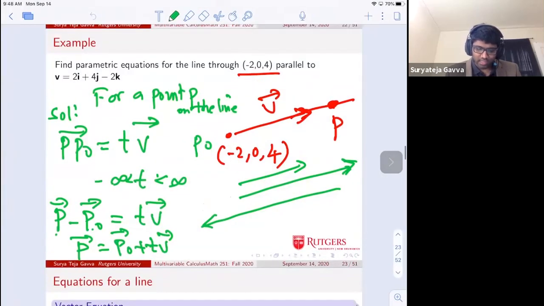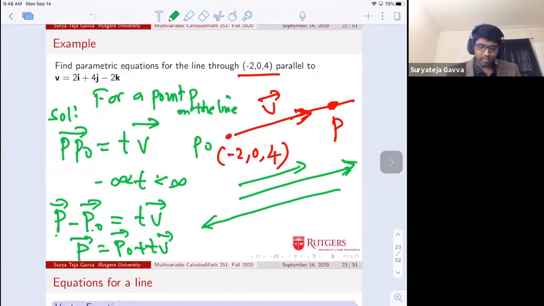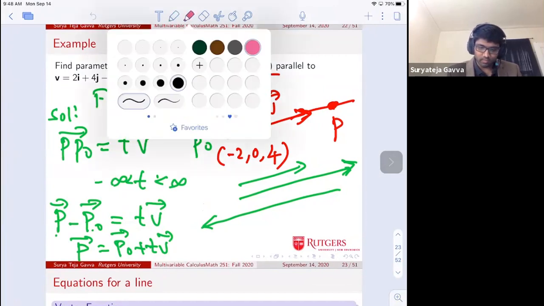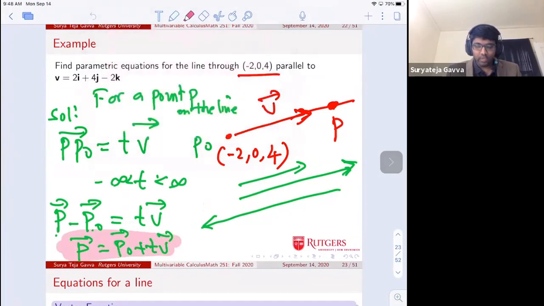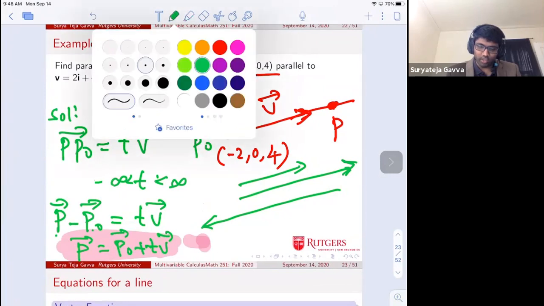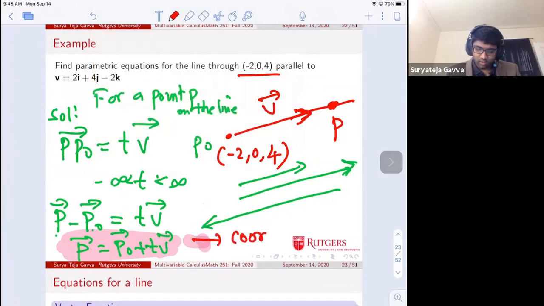Okay, so that form of writing P is the equation that gives you any point P. Any point P is just our basic point P0 plus some scalar number T times this vector V. So that's the basic equation. This is the equation in vectors. Now you can rewrite this equation into coordinates if you want.